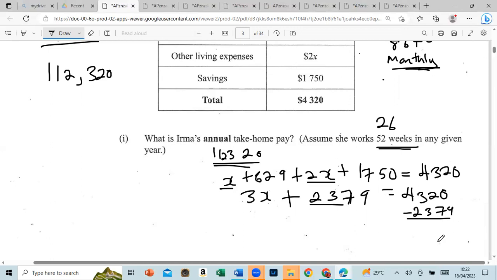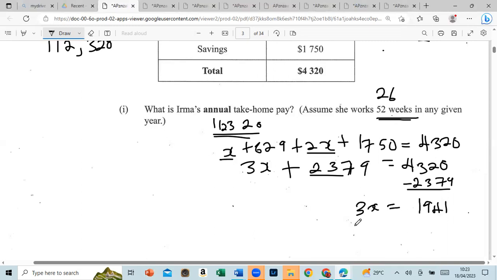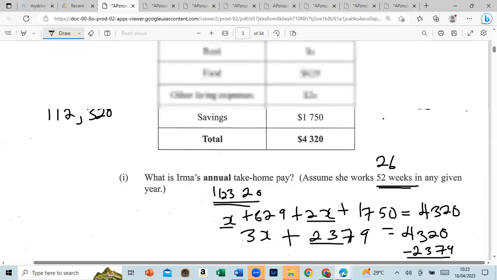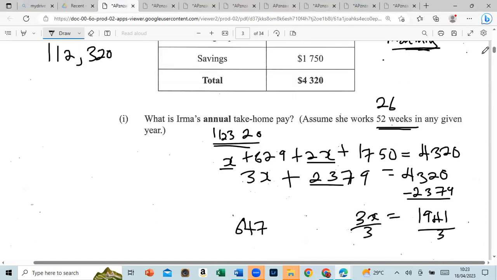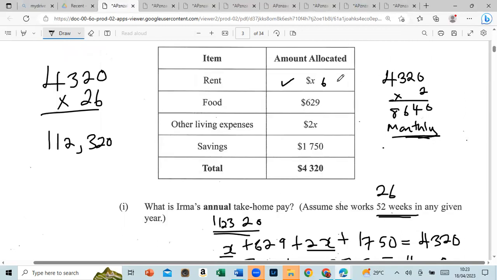So that gives us 1,941. Now we're going to divide by 3, and that will give us the value x represents. That gives us 647. This 647 is for one fortnight. So rent is 647 per fortnight.